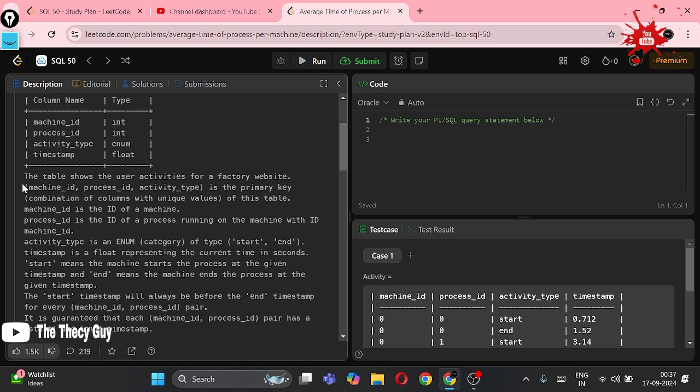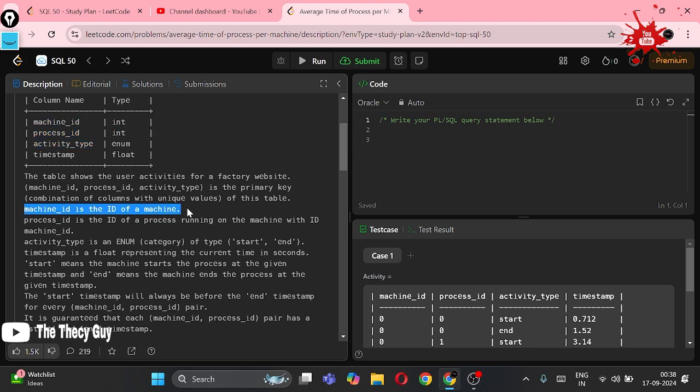Now the table shows the user activities for a factory website, that means the activities of users of a specific factory website. Machine ID, process ID and activity type together form the primary key, meaning it is a combination of these three columns always having different values. So not individually, but as a combination.